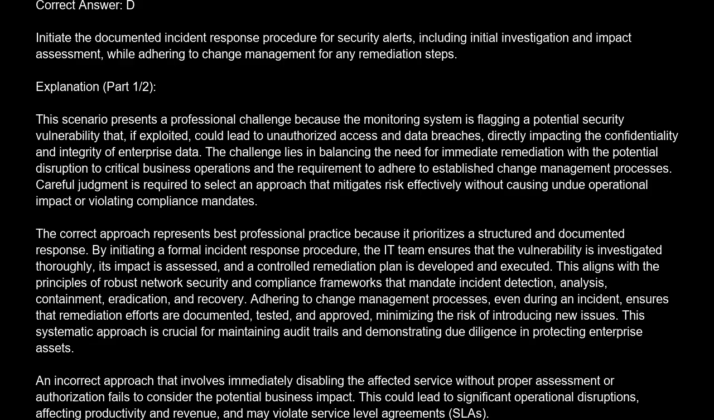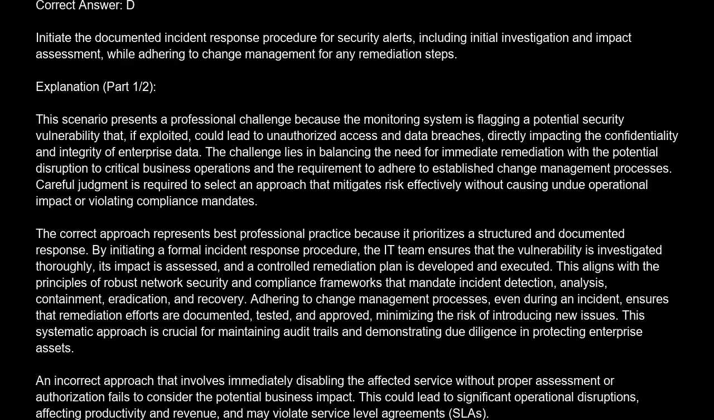Careful judgment is required to select an approach that mitigates risk effectively without causing undue operational impact or violating compliance mandates. The correct approach represents best professional practice because it prioritizes a structured and documented response. By initiating a formal incident response procedure, the IT team ensures that the vulnerability is investigated thoroughly, its impact is assessed, and a controlled remediation plan is developed and executed.